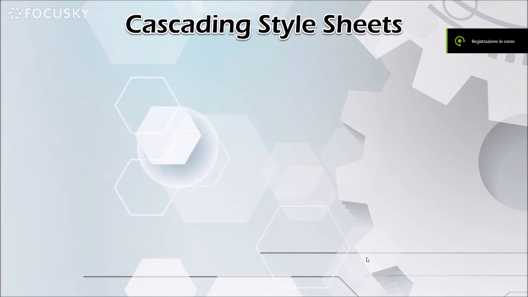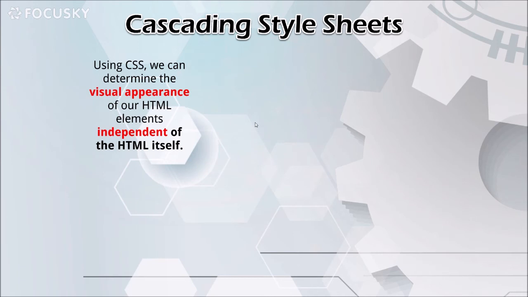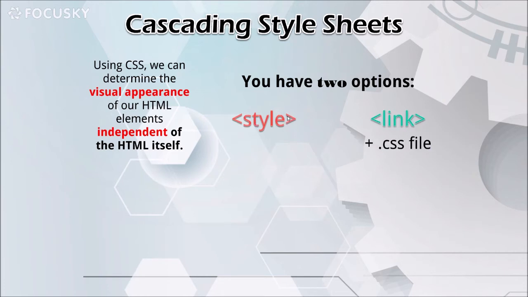I'll proceed to inquire into the structure of CSS, the cascading style sheets. Using CSS, we can determine the visual appearance of our HTML elements independent of the HTML itself. You can remove the CSS part and replace it whenever you want to. And you have two options available. The first one is to use the style element to insert CSS lines of code inside your HTML document, and the second one is to provide a link to an external CSS file.